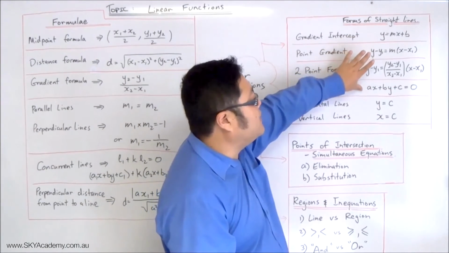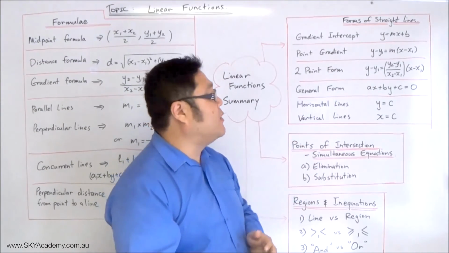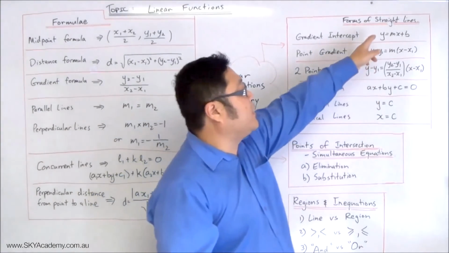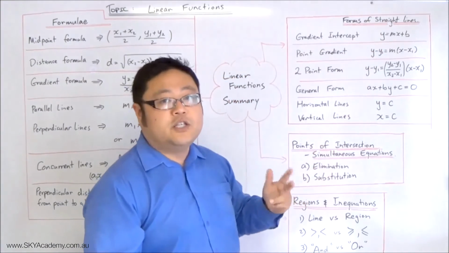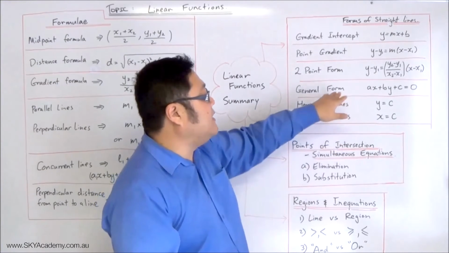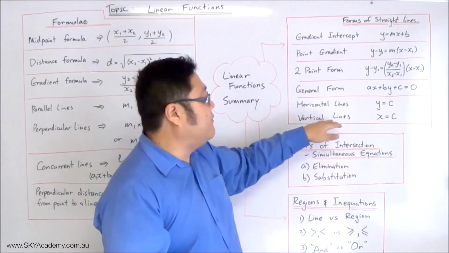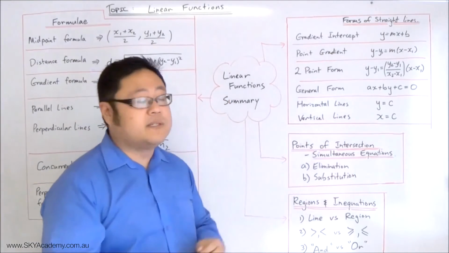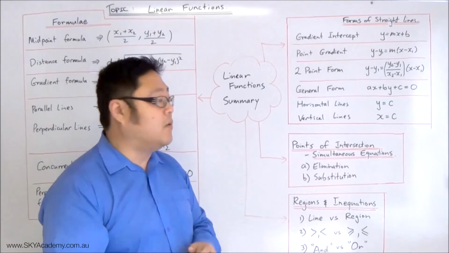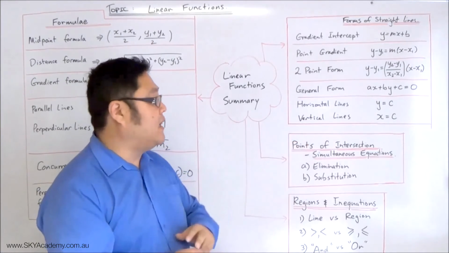What you need to do is be able to move between the general form and the gradient intercept form, transposing the equations from one to the other: making y the subject of the formula when you've got the general form, and bringing all the terms over to the other side when converting to the general form. The general form is better for algebra, and the gradient intercept form is better for graphing. And then you've got horizontal lines and vertical lines: y equals some constant, x equals some constant.